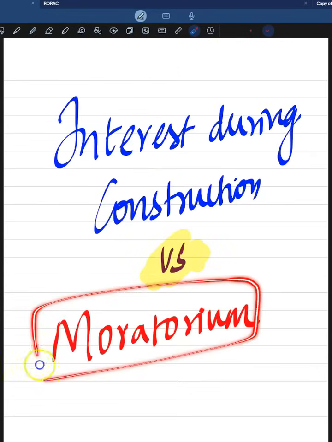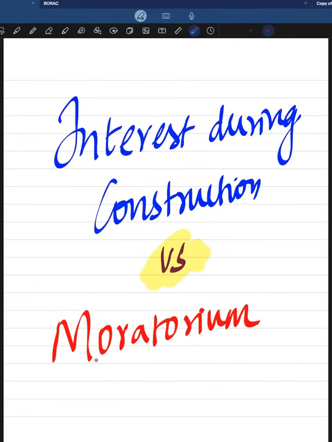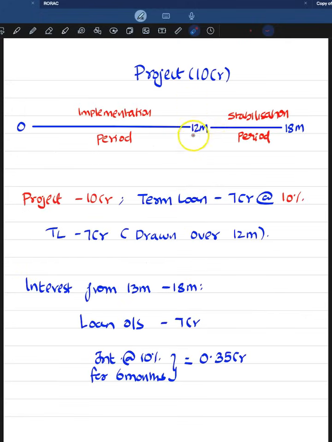Then what is this moratorium? Moratorium is basically given for the term loan, say from the project completion period till the project stabilizes. In this case, from 12 months to 18 months, this is their initial period after the project implementation period. So in this period, initially they will be making losses. Then they will break even, and after that they will start making profit. So this will be their profit zone, and this is going to be their loss zone.